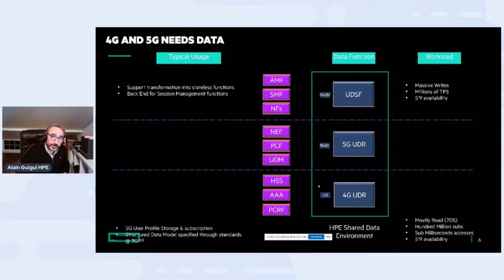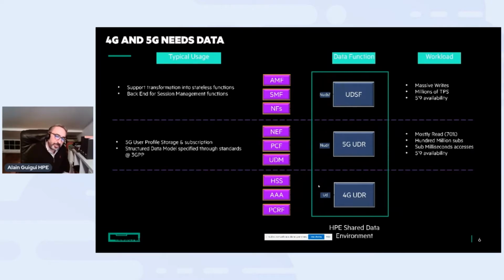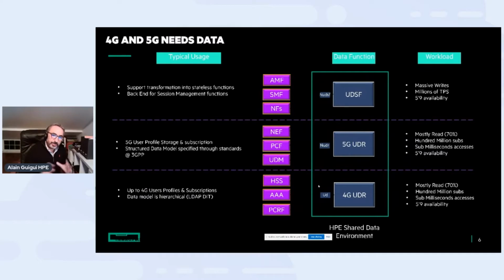And we are building a second kind of function, which is the UDR. To accelerate a bit, I will talk about the 4G UDR and the 5G UDR together because they are pretty much the same. Those functions host the user profile. The user profile is where you find your services configuration for end users. This is where you find your roaming authorizations. This is where you find your SMS authorizations.